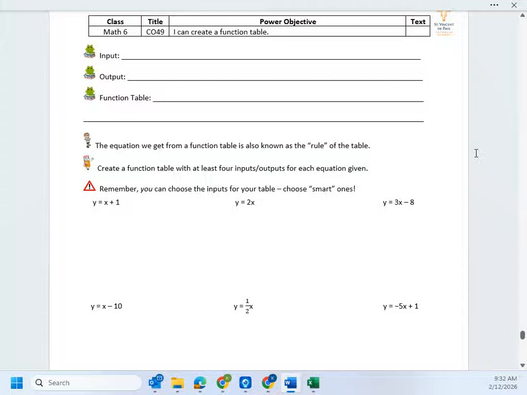Good morning. Today we are continuing on. It looks like it's something new, but it's going to continue on with our graphing. So we are doing CO49.